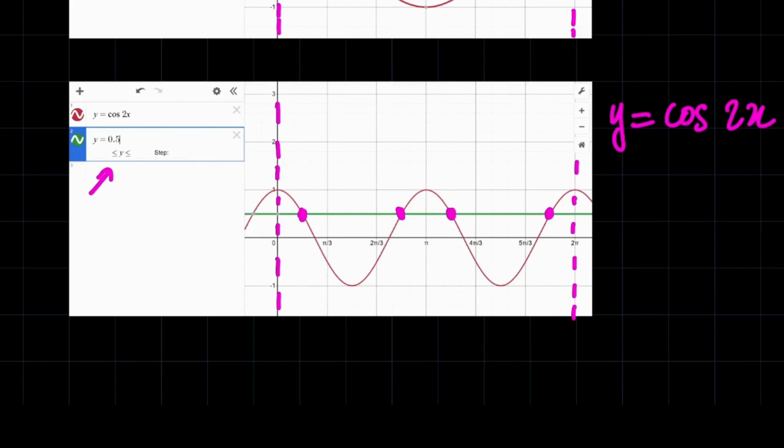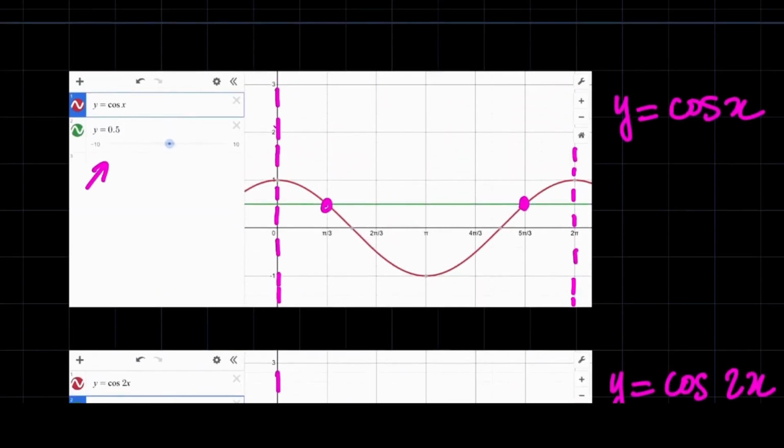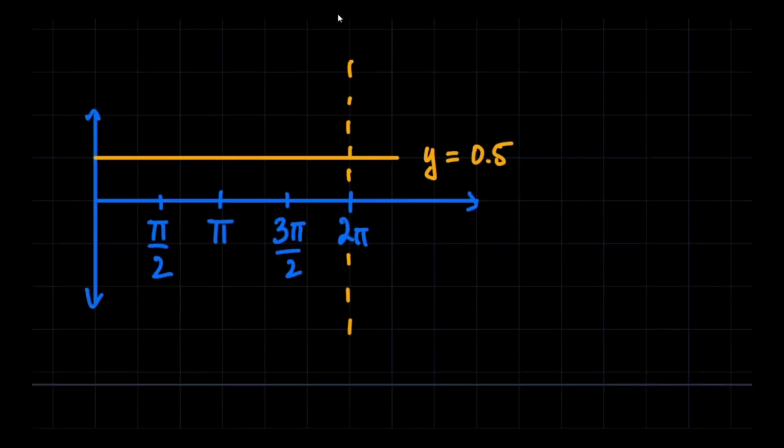Now, let's circle back to the original question. The question gave us a condition that says find all the possible values of p when cos px has 2 solutions in the domain of 0 to 2π. What this question is asking you for is, if you look at the graph of the original cos x, within the domain of x = 0 to x = 2π, we want to find a horizontal dilation factor of p in cos px that gives exactly 2 solutions for x when cos px = 0.5.